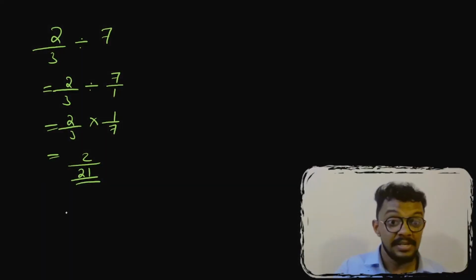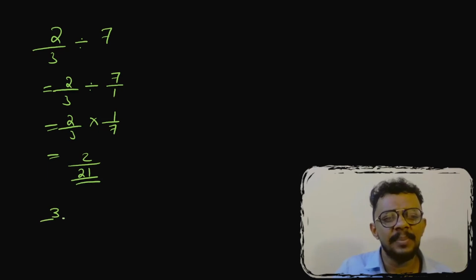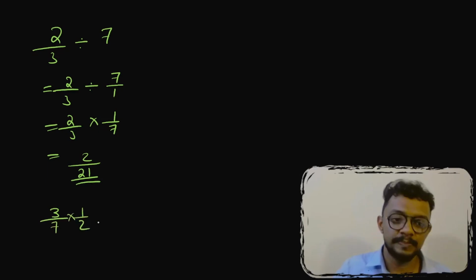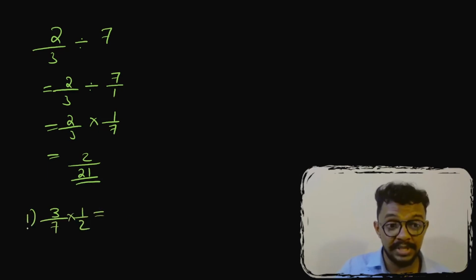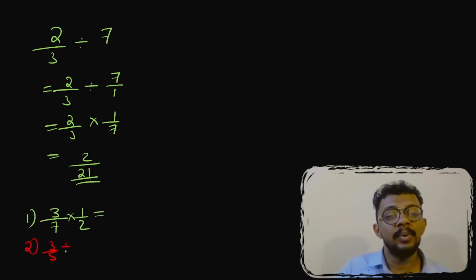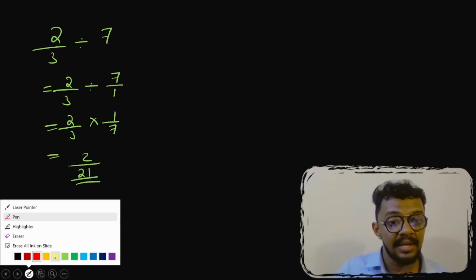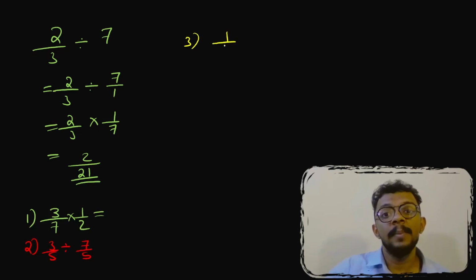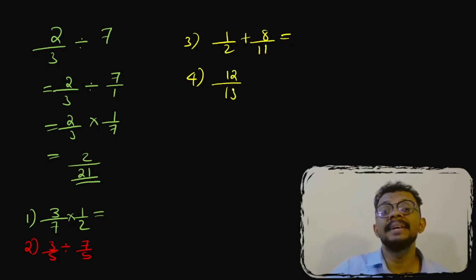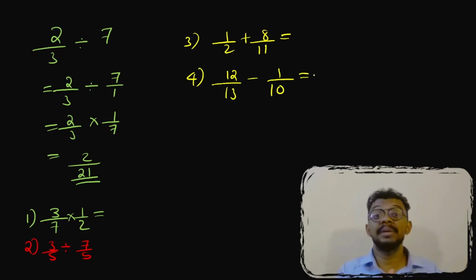Hope it is clear. So try to do it by yourself. Question number 1: 3/7 times 1/2. Question number 2: 3/5 divided by 7/5. Question number 3: 1/2 plus 8/11. And question number 4: 12/13 minus 1/10. Okay, four questions I'm giving to you.